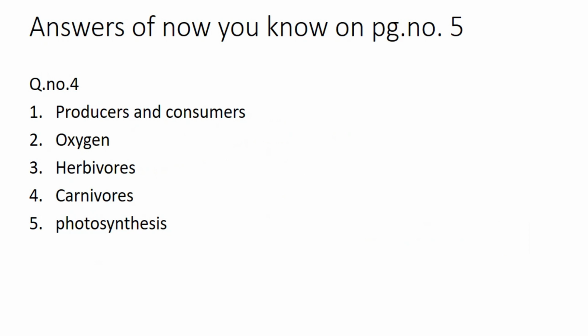You have done, on page number 5 in your first lecture, the answers of the blanks of question number 4. The first blank: producers and consumers. The answer of the second blank is oxygen. The answer of the third blank is herbivores. The answer of the fourth blank: carnivorous. And the last one: photosynthesis.